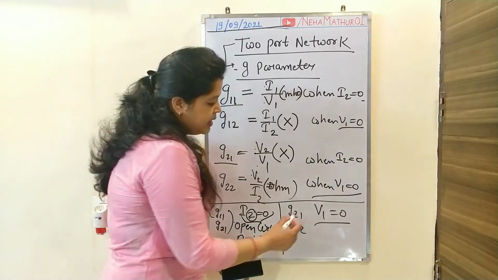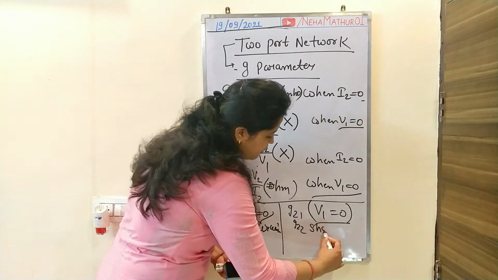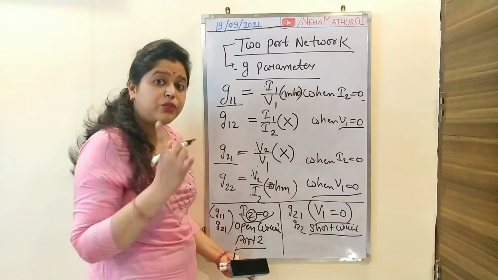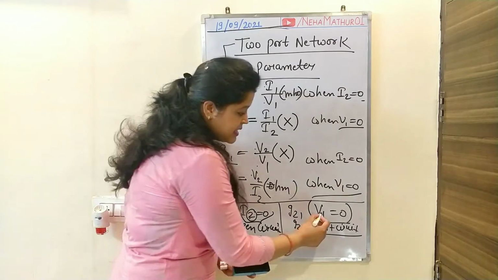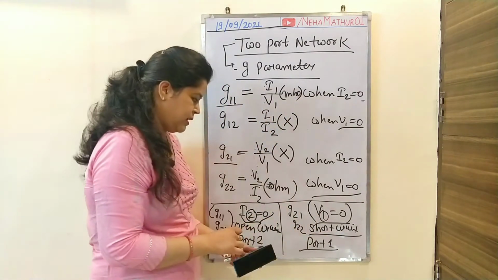Similarly, here I am taking voltage equals to 0. That means I will have to take short circuiting of port 1 or port 2, since this is V1. So now port 1 is going to be short circuit.